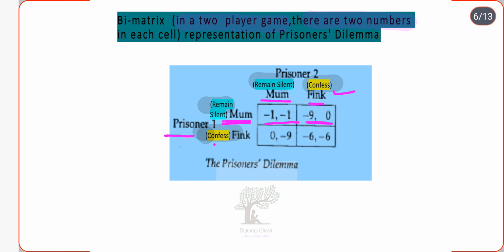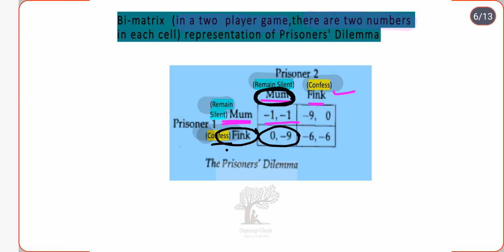Similarly, if prisoner 2 remains silent, that is, to be mum, and prisoner 1 decides to be mum, then we have this payoff. We have already discussed it. If prisoner 1 thinks, that is, confesses, and prisoner 2 remains silent, then this is our payoff. Prisoner 1 is getting 0 years of imprisonment and prisoner 2 is getting 9 years of imprisonment.